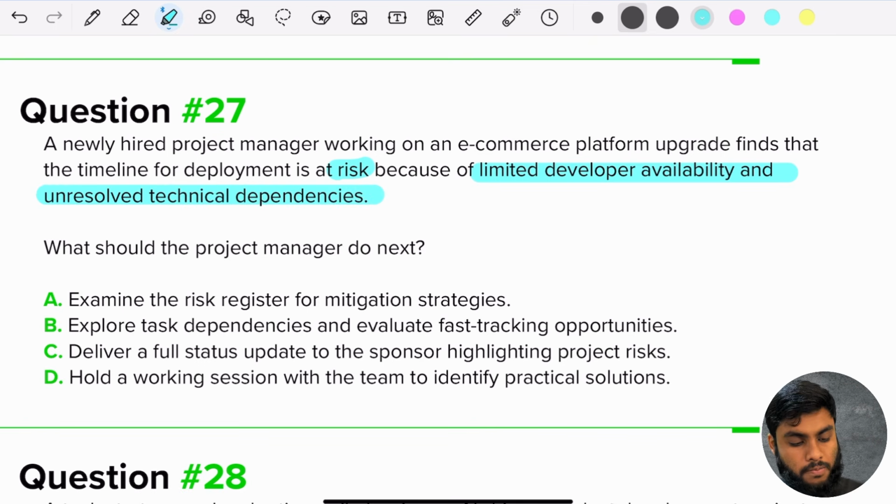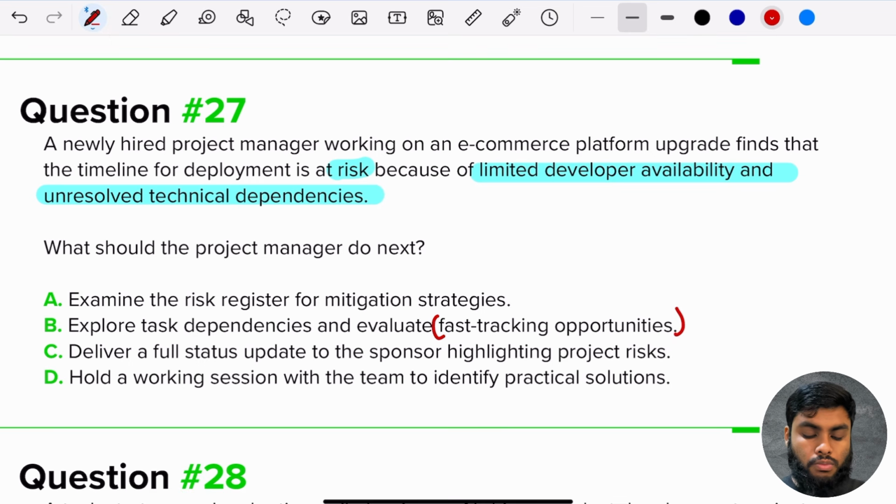That is a problem statement. Awesome. Okay, A, examine the risk register for mitigation strategies. Okay, that sounds like the answer. B, explore task dependencies and evaluate fast tracking opportunities. I'm just gonna put a little parentheses around this. I'll get back to that. C, deliver a full status update to the sponsor, highlighting project risk. No need to involve the sponsor.